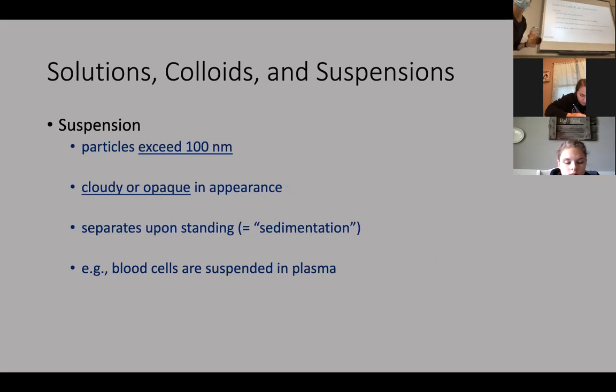On to the last category, suspensions. Even bigger solute particles. These solute particles are bigger than 100 nanometers. So you have the categories of less than 1, 1 to 100, and then over 100. That's what defines these different types of mixtures. Suspensions go beyond just being cloudy. They can be cloudy, but they can also be opaque, like totally, you can't see through them at all because those solute particles are so big. They're totally scattering the light.